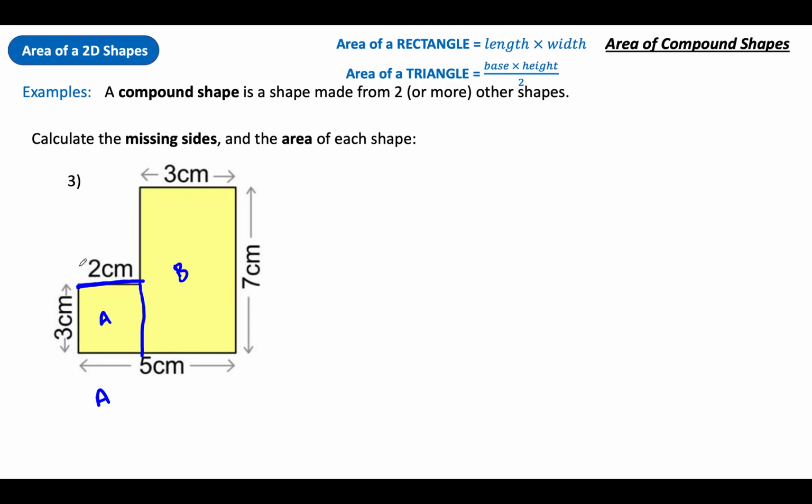That's the full width of my rectangle. That's the full length of my rectangle, or height. 2 times 3 is 6 centimeters squared for that little rectangle.